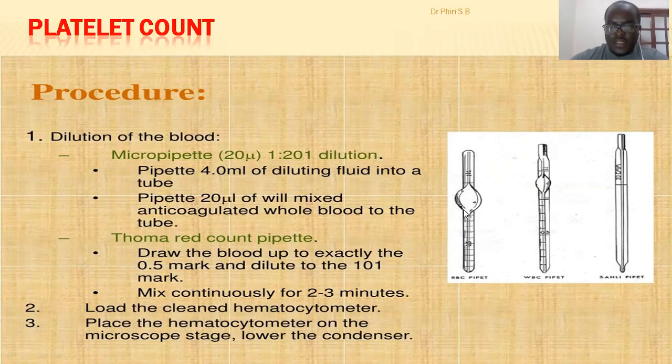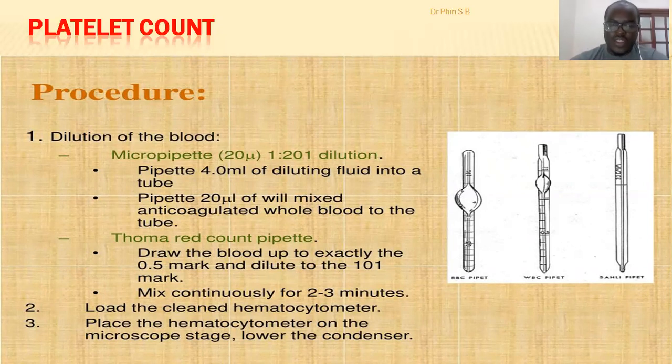Here you can see that you can also use the red blood cell pipette, like I said. You need to draw blood up to exactly about the 0.5 mark here. Then you draw the diluting fluid up to the 101 mark. Then you start mixing, just like the way we did for red blood cells. You mix for 2 to 3 minutes. After mixing, you have made your dilution.